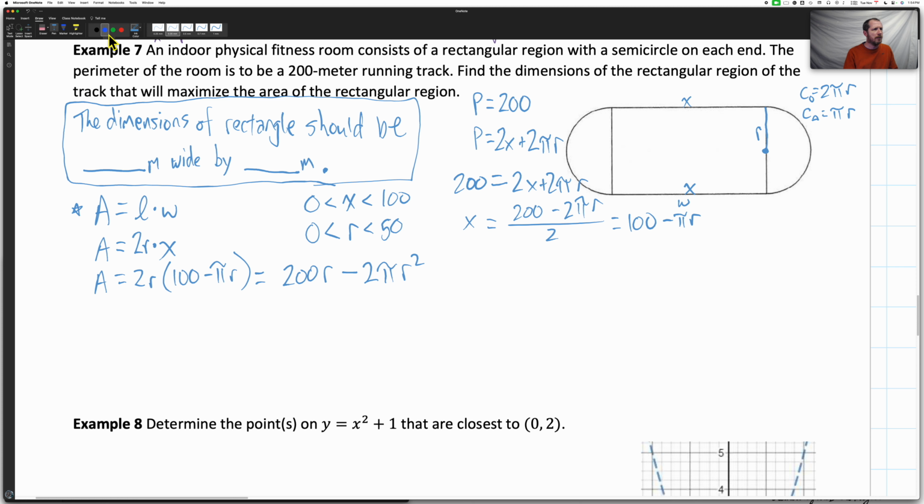Okay, nice. Now I want to find A prime, find what that is and set it equal to 0 and undefined to find our critical points. All right, so we can take this by hand. 200 minus, and we're taking the derivative with respect to r, so 2 times 2 is 4. Pi is just a constant, so it's part of that coefficient.